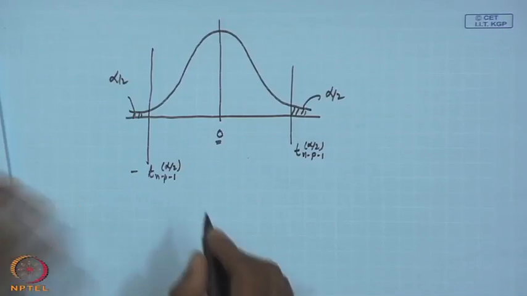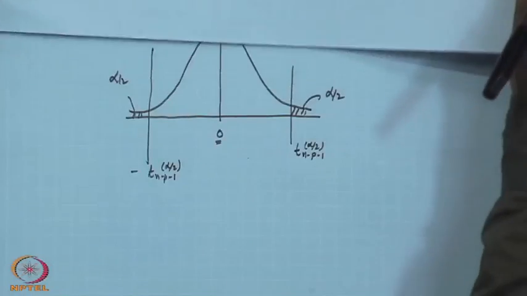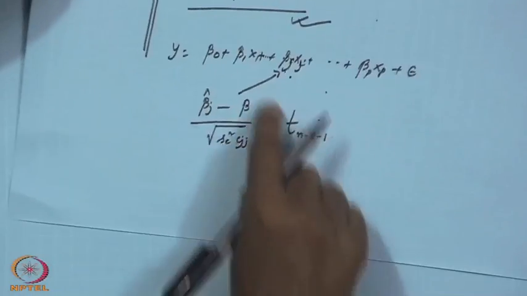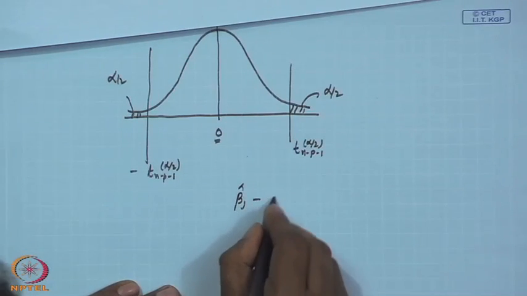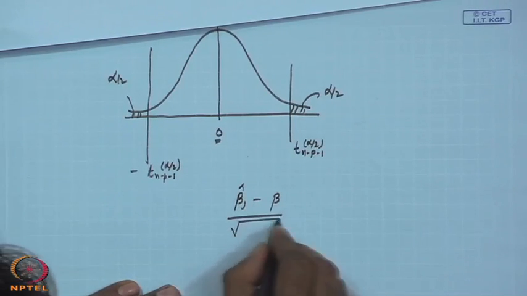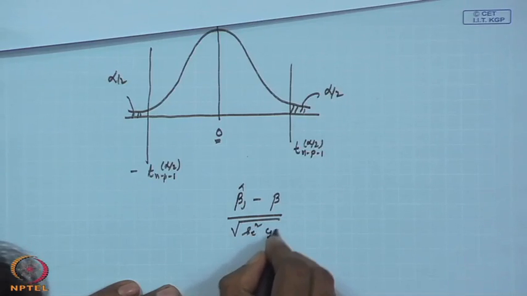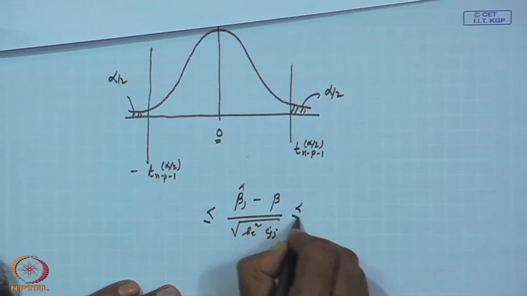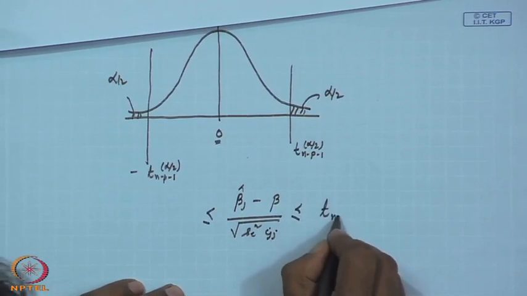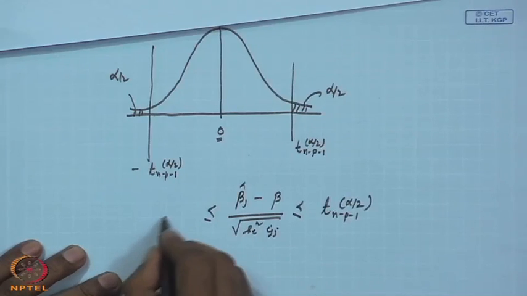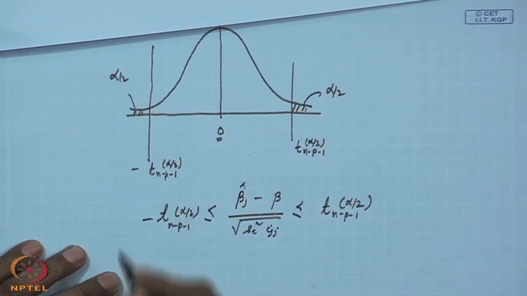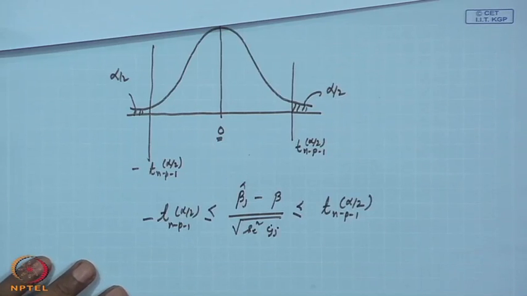So, then can we not write down now with respect to this quantity: beta j cap minus beta j, divided by root over s square C j j, less than or equal to t n minus p minus 1 alpha by 2, and here minus t n minus p minus 1 alpha by 2, less than or equal to that.